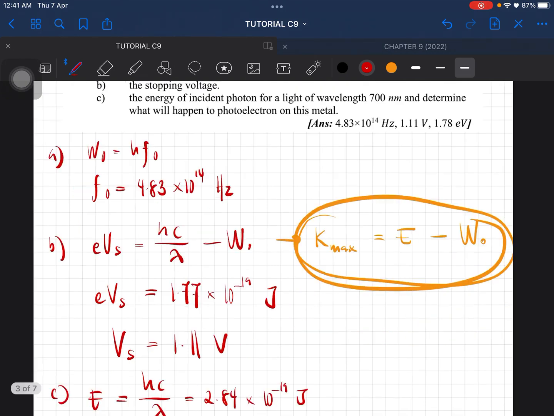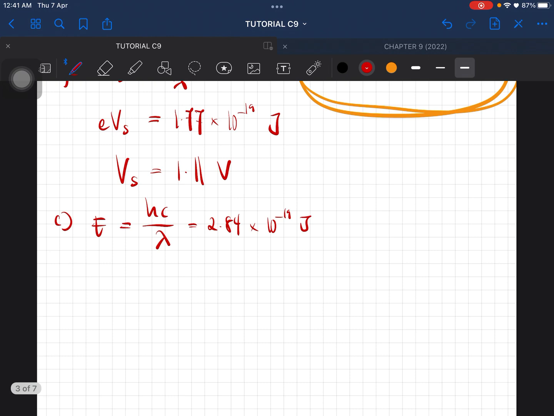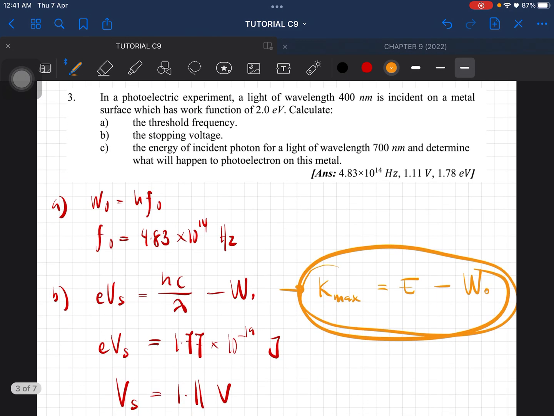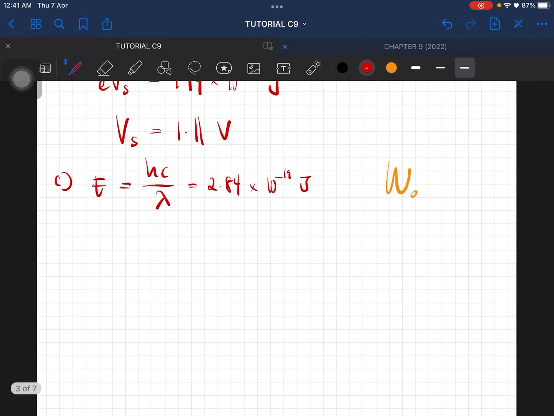Okay, so convert this into electron volt because we need to compare it with the work function. Because the work function is given in electron volt, that is why I am comparing it in electron volt. So E in electron volt is going to be 1.78 electron volt. Remember, that is just dividing by the charge of the electron.